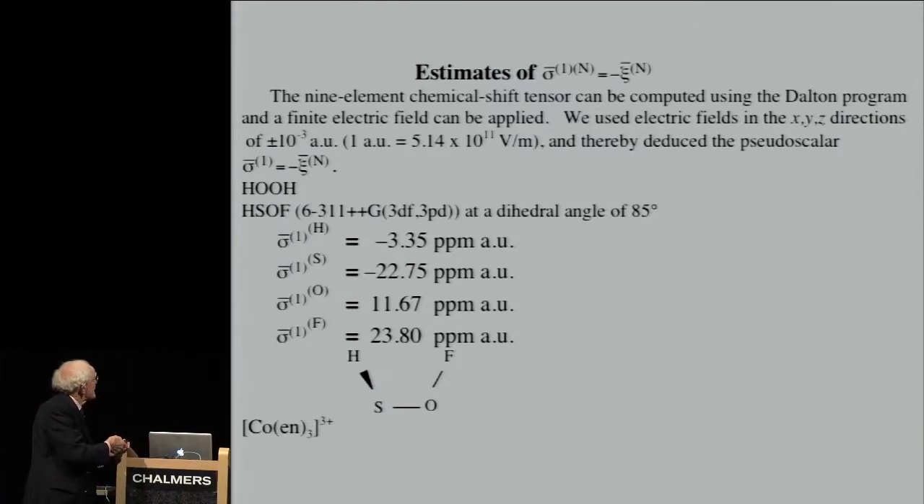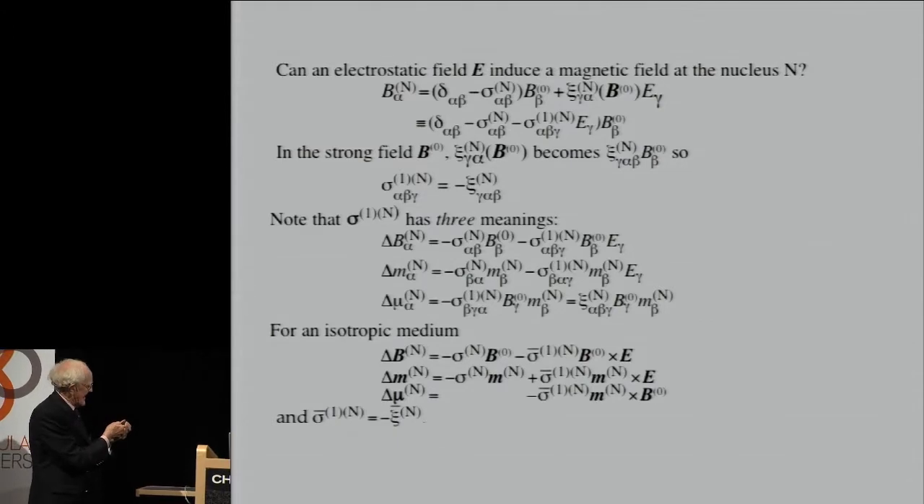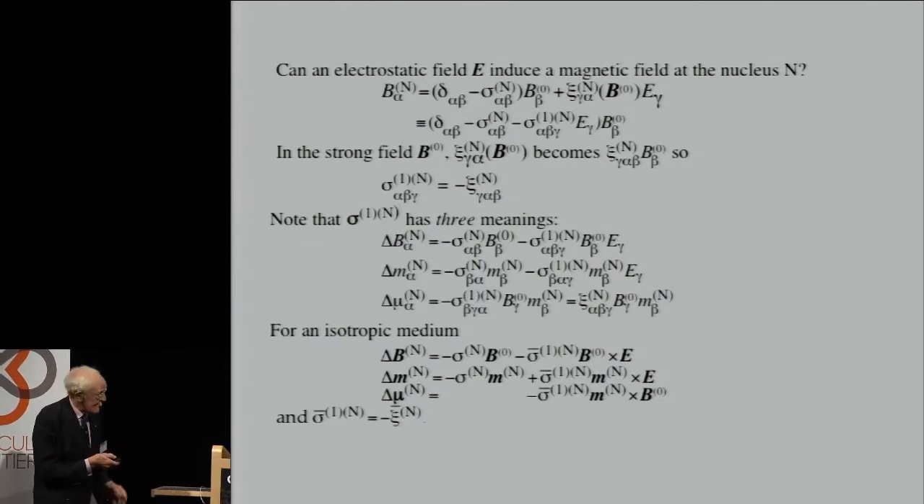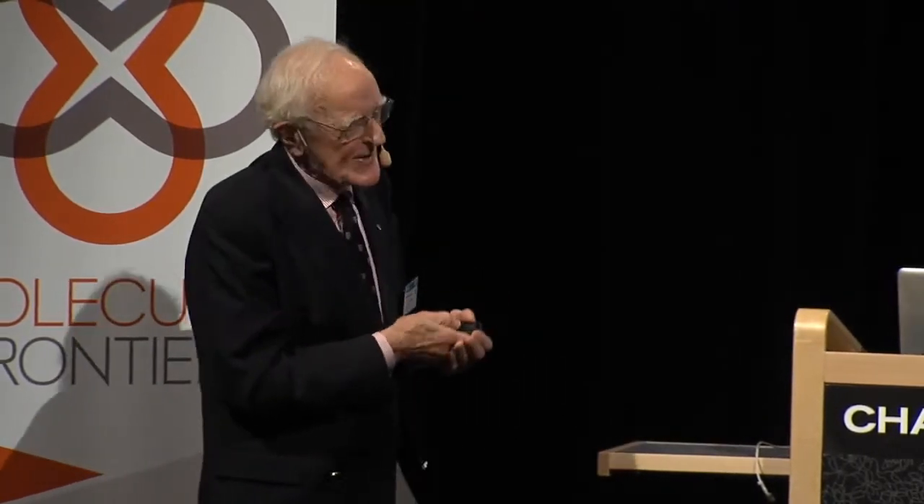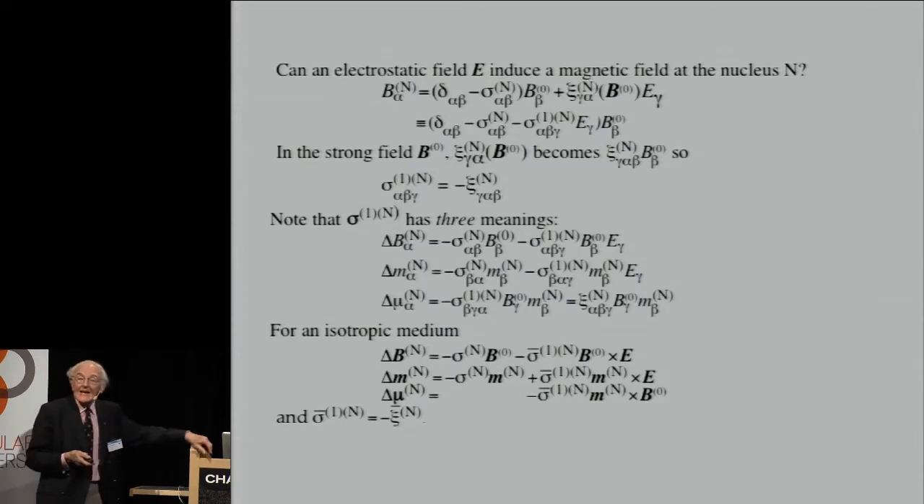There is another point I should have made there. Here is the magnetic field at the nucleus, this is the chemical shift, and here is the presence of an electric field causing a magnetic field at the nucleus. But that is more commonly written in this form, that the chemical shift is linearly dependent on the electric field. And this is called the shielding polarizability. The shielding constant is perturbed by an electric field.